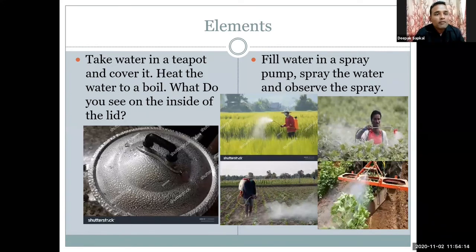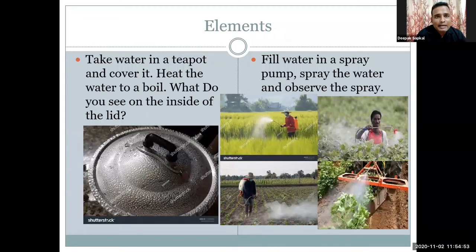What does it mean? When you give heat or when you heat the water, the water will convert into water vapor. So there is no space to go out, so it will be stuck to the lid. So you can see over here that the water droplets are there. A number of water droplets are collected inside the lid. Then only you can see. But water droplets are very thin or very tiny particles. Even we cannot see the water droplets with our naked eyes.